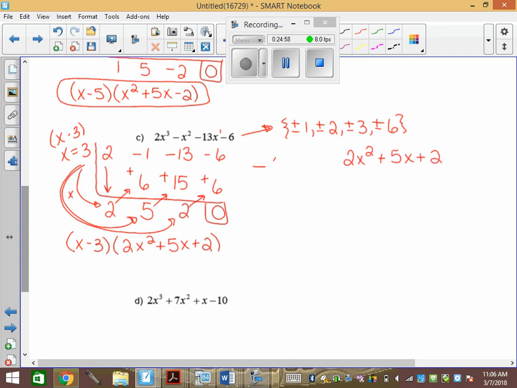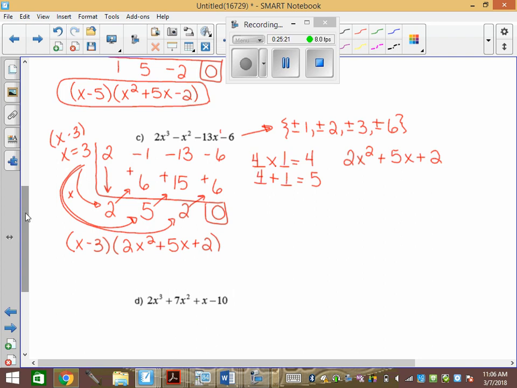So you say what times what equals 2 times 2, which is 4. And you keep the sign. So if one of them was negative, it'd be negative 4, right? And then what plus what gets you the middle term? Positive 5. So what's it going to be? 4 and 1.